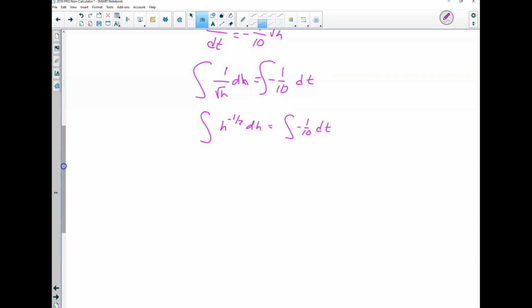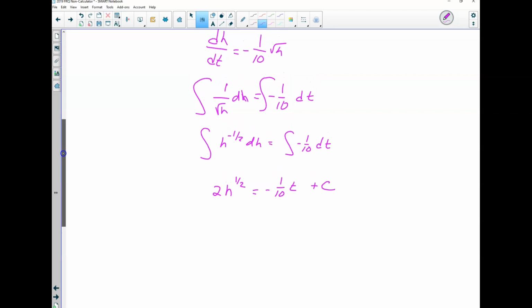When I integrate that, I get h, I'm going to add a power, I need to offset it with a constant of 2. 2 square root of h is going to equal negative 1/10 t plus c. Please don't forget your constant of integration.